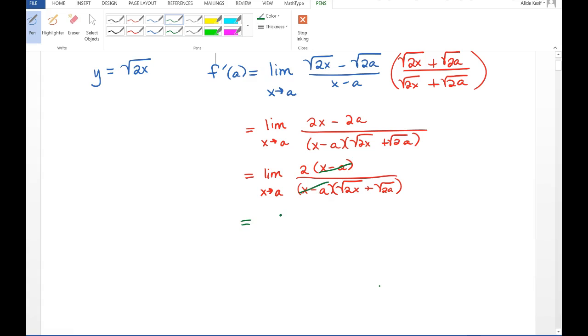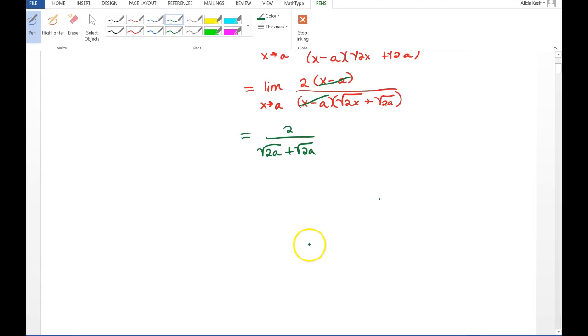All right, but now can I take the limit? Heck yeah. Okay, so by taking the limit, I mean replace all my x's with a's. So I have 2 over square root of 2a plus square root of 2a. So look at that. We have like terms. I can combine them. So I have 2 over 2 times square root of 2a, because the 2's will cancel. So I have 1 over square root of 2a. All that work, but it worked out nicely. We were able to cancel. We were able to plug in. That's all we could do.